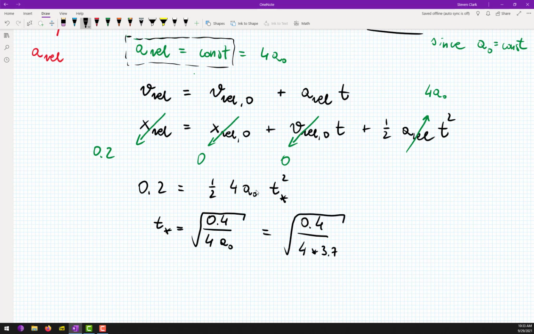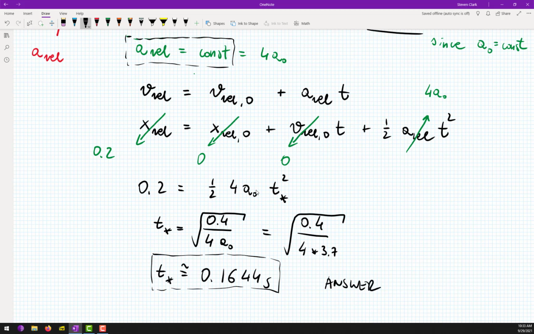You don't have to because I did it yesterday. And our t star is equal to approximately 0.1644 seconds. Okay, that's it. This is answer part B. Any questions?